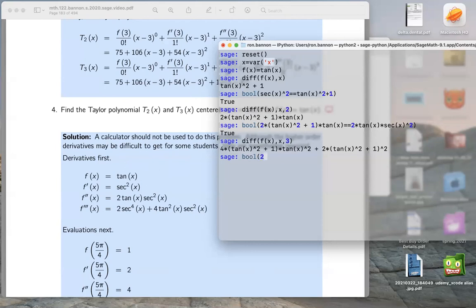My answer was 2 times secant x, the whole thing squared, plus 6 times tan squared times secant x, right? And Boolean, is it equal to this thing over here? Sure.